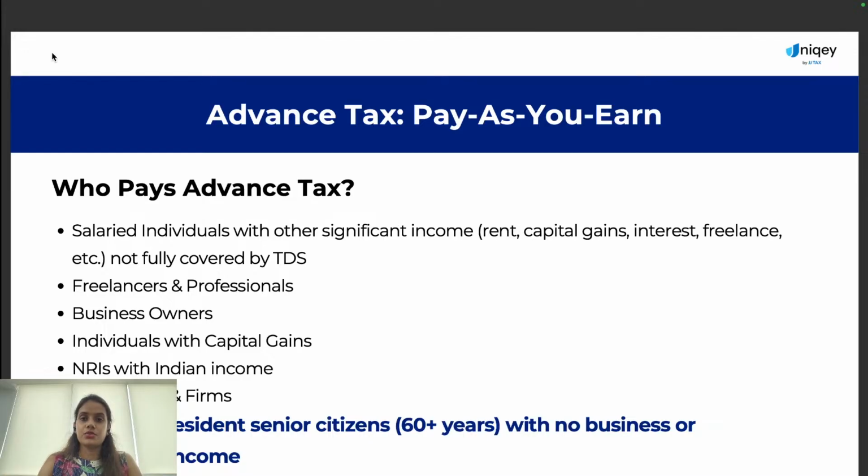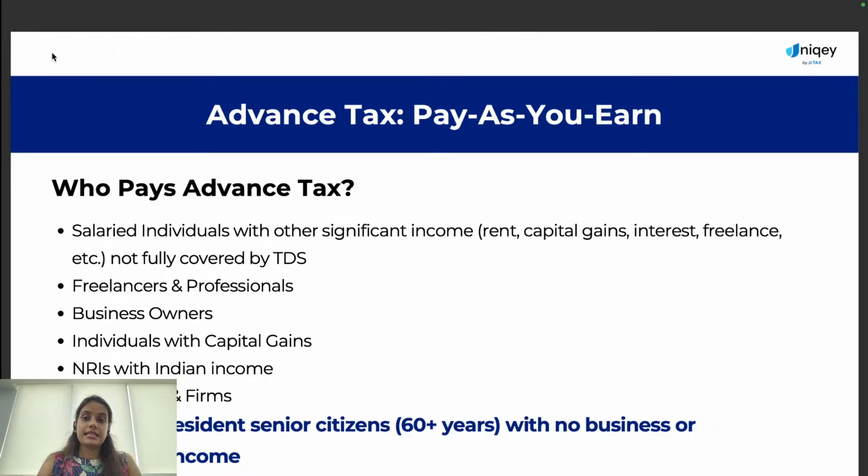Salaried individuals with other significant incomes like rent, capital gains, interest, freelancing income, which is not fully covered by TDS. On that part of income, we have to compute our taxes and pay taxes on our own. If you have any freelancing income or any business or profession income, these freelancers, business owners and professionals have to pay advance taxes.